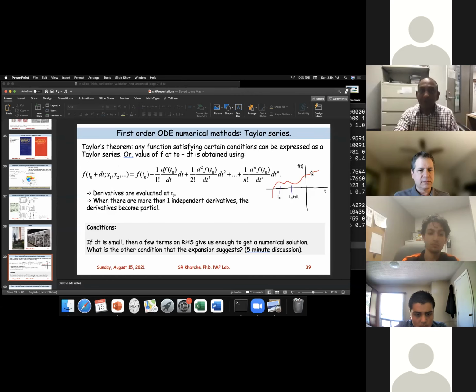Now I'll take a pause here, people, and the floor is open for discussion. I've given you one condition for when Taylor's theorem is true. Can someone tell me what other condition is required for Taylor's theorem to be true? It's all written on this slide.